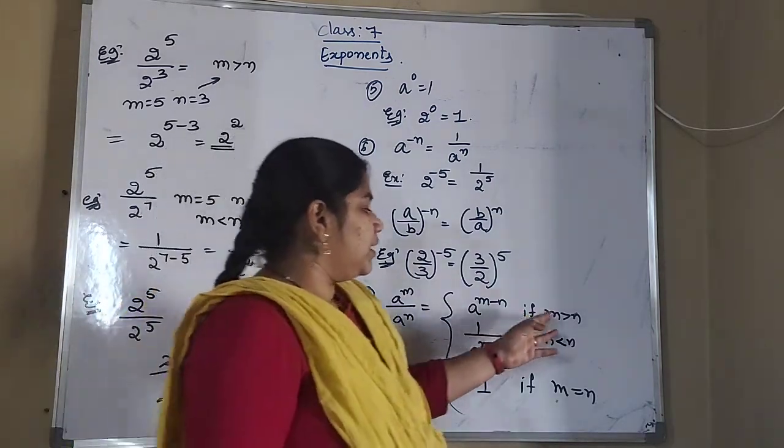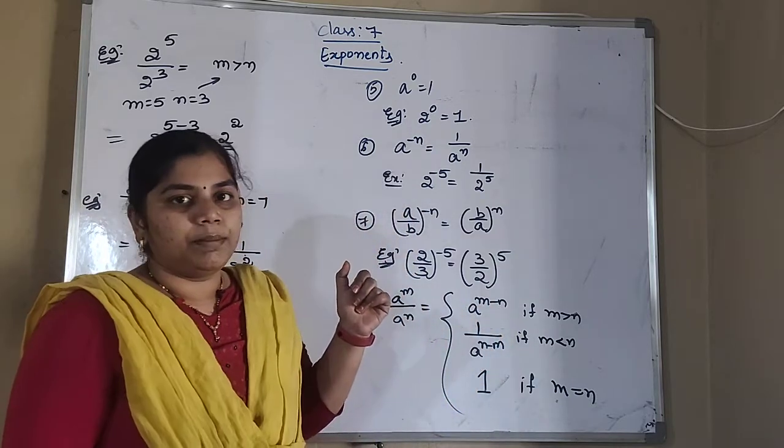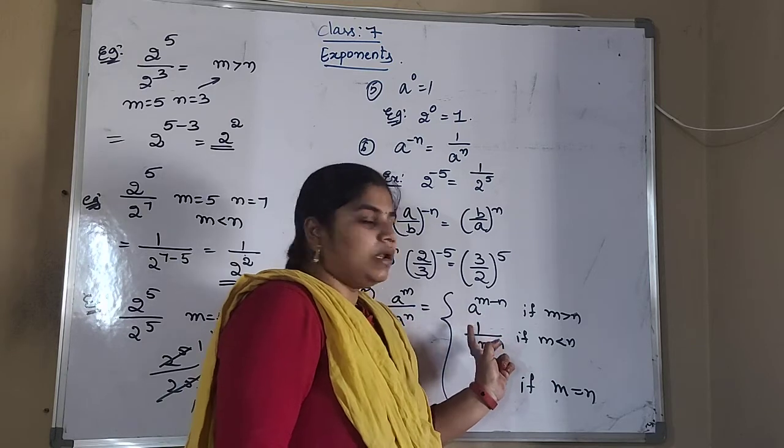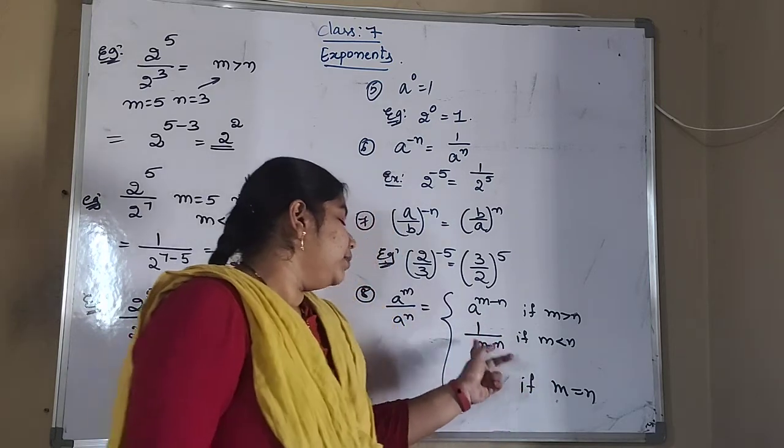So here we have taken examples for all 3 different formulas. When m is greater than n, the formula is a^(m-n). If m is less than n, we take the formula as 1 / a^(n-m).